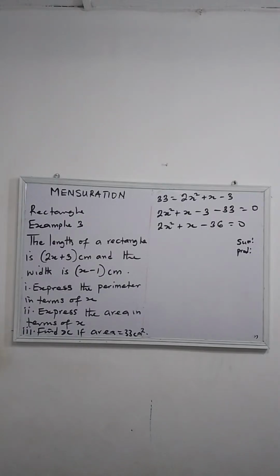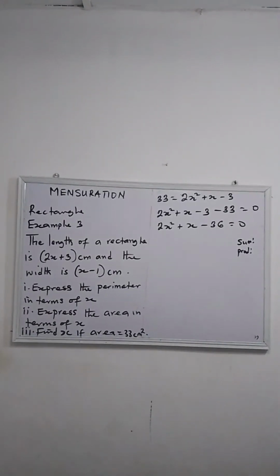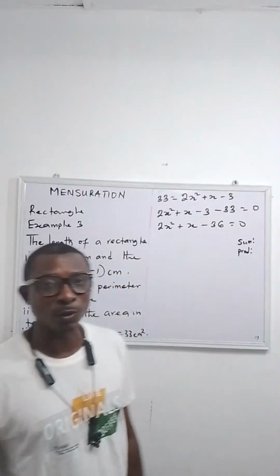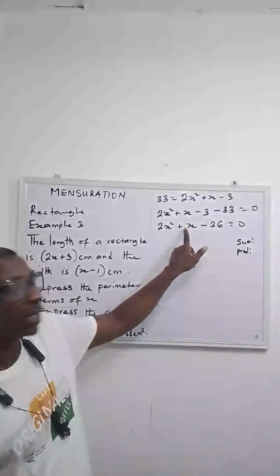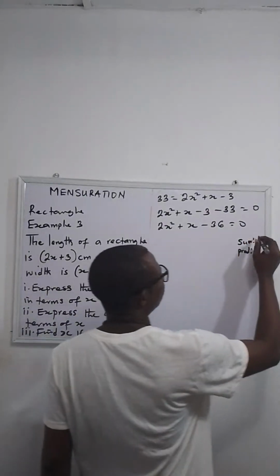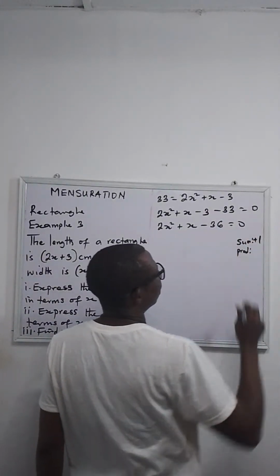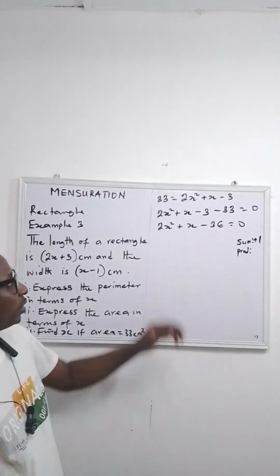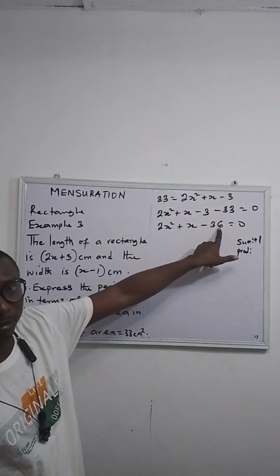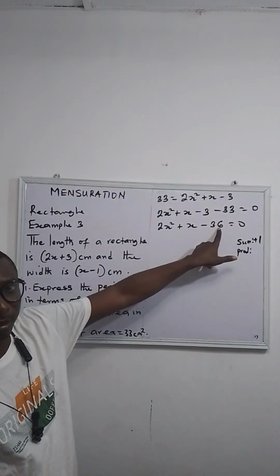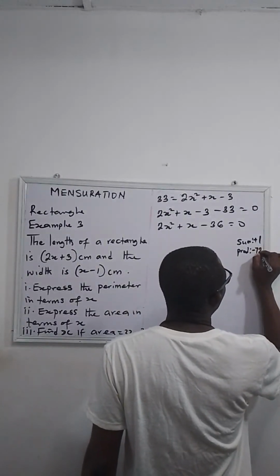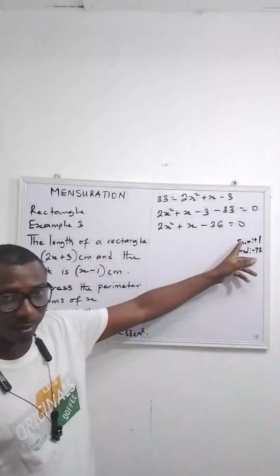Okay, because of our time, let's do this together. I just want us to refresh our brain on how to get the sum and product. Your sum is the coefficient of x here, and that is plus 1. So sum is plus 1. The product is the multiplication of the coefficient of x here and this, negative 36. And that gives you negative 72. So those of you that have this answer, that means you are correct.